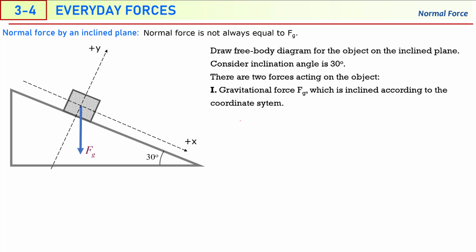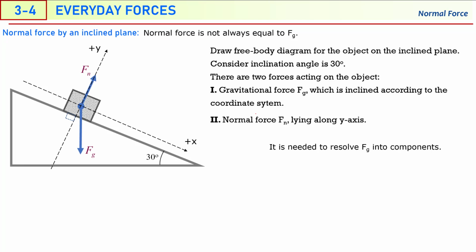The second force: of course, this inclined plane must be reacting to this object. This reaction force, remember, we defined as the normal force, and this normal force must be along the y-axis, because we know that the normal force is always perpendicular to the contact surface. So this angle is 90 degrees. If it is 90 degrees, that's why Fn must be along the y-axis. But Fg is inclined according to this xy coordinate system.